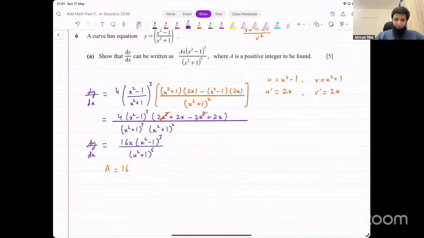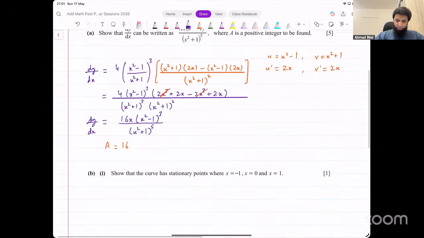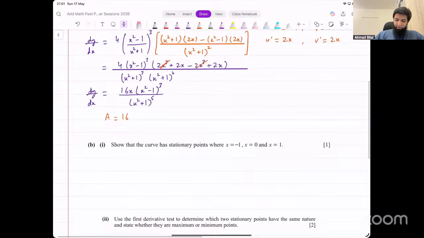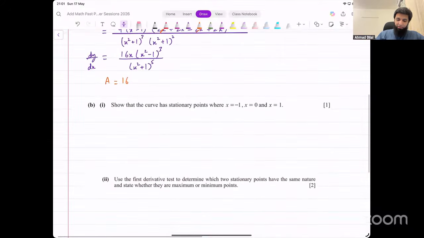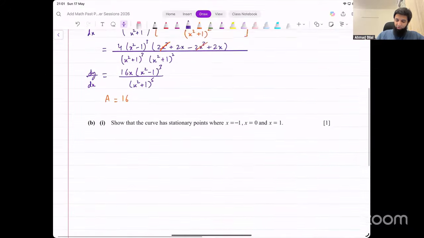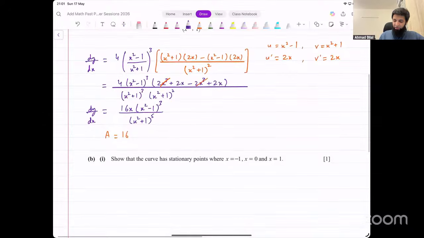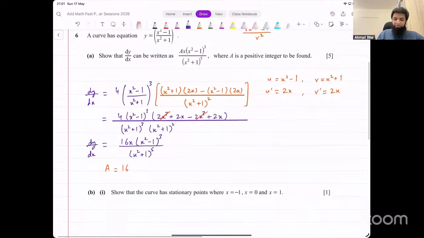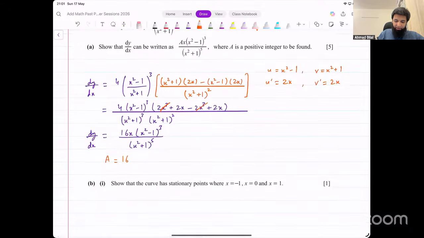Let's look at the next part now. What are they saying in the next part? Show that the curve has stationary points where x is -1, x is 0, and x equals 1. Now, the derivative that you're getting is this, right? We have to show that the stationary points are at these 3 points.